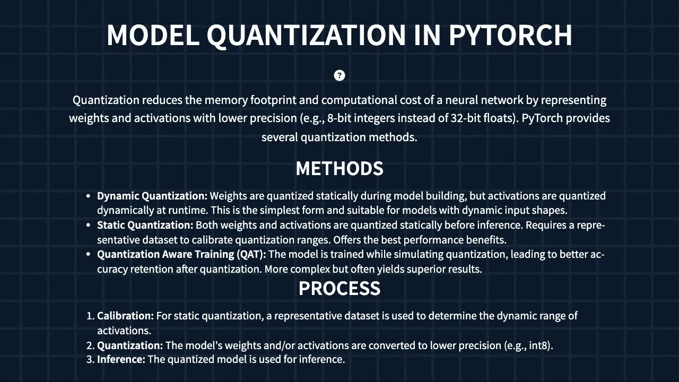Let's talk about quantization in PyTorch. It's a really smart way to make your model smaller and faster. Basically, we're reducing the size of numbers representing our neural network, like switching from 32-bit floats to 8-bit integers. PyTorch offers a few different ways to do this. The easiest is dynamic quantization, where we quantize activations during runtime, great for models that change shape.